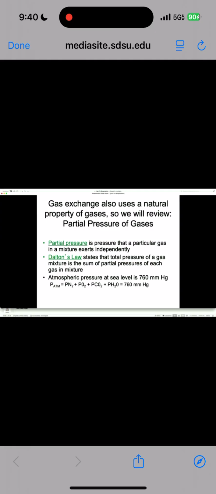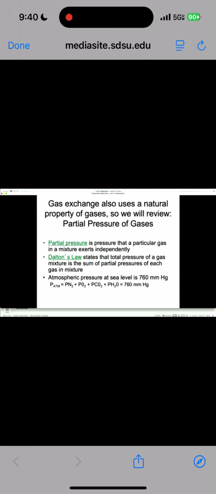Now, Dalton realized, okay, I could just add up the partial pressure of oxygen, the partial pressure of nitrogen, partial pressure of CO2. When I add them all together, I get the total pressure. And so Dalton's law basically states that the total pressure of a gas is a sum of all the partial pressures. So you can see down here, if we have the atmospheric pressure, it is comprised of the partial pressures of every gas. And at sea level, atmospheric pressure, 1 atmosphere is 760 millimeters of mercury. So why is this important?